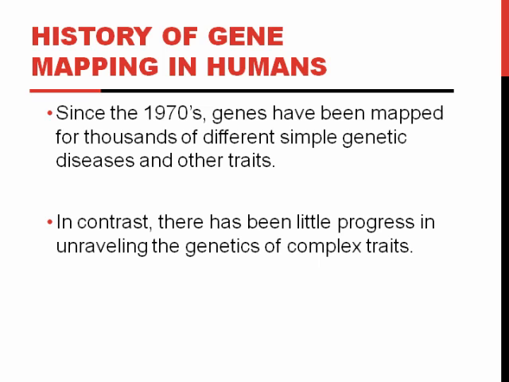So if we look back at the history of gene mapping in humans, people have been doing this since the 70s, or actually even late 60s. And we've been very successful at mapping the genes for those simple diseases and simple traits. So those ones that are caused by a single gene, we've been quite successful at those. And again, there's thousands of those. There's databases. You can go look at thousands of those kinds of diseases where we know exactly, or maybe not exactly, but we have a very good idea of what the genetic cause is.